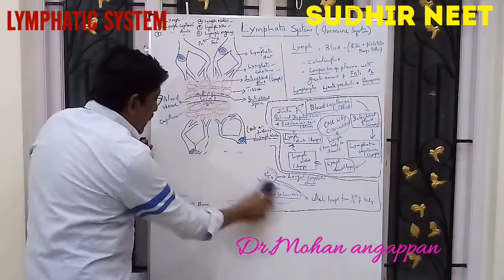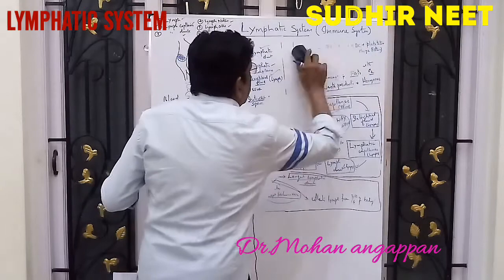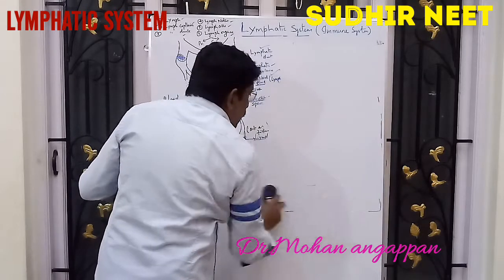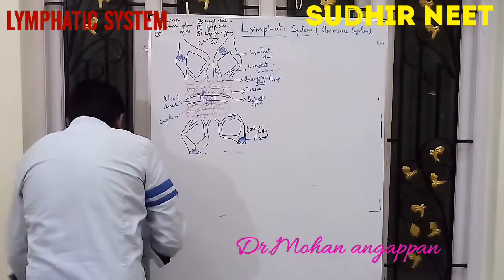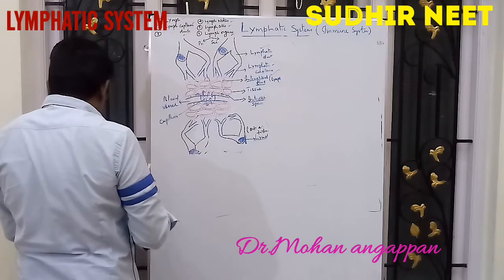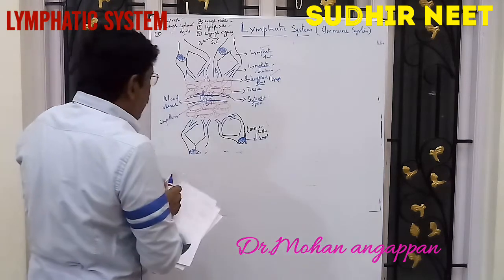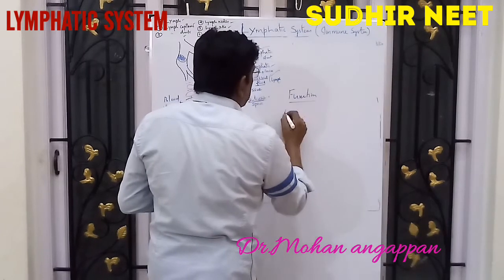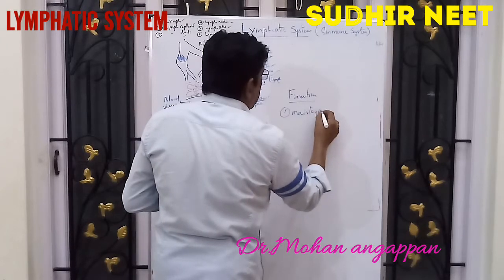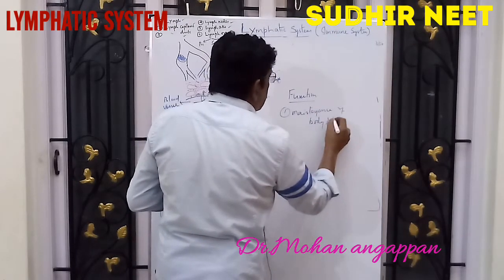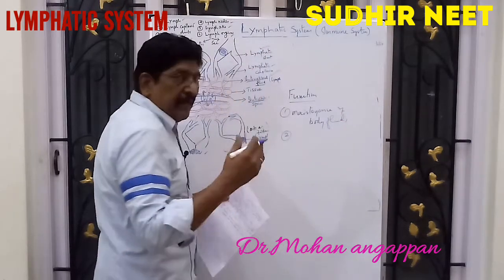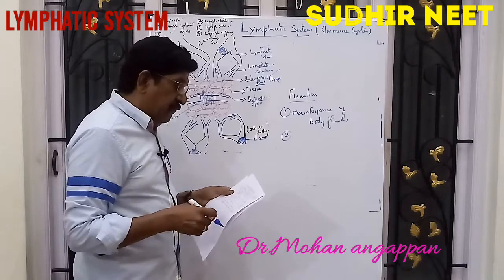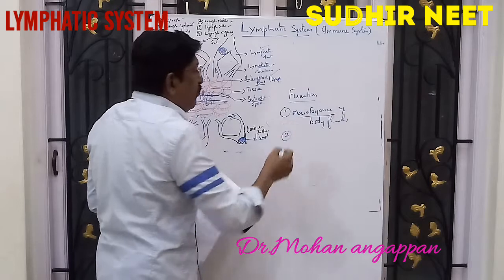Then what are the functions of the lymphatic system? What are the main functions of the lymphatic system? What does the lymphatic system do in our body? The first and foremost function is the maintenance of body fluids. It balances the body fluid mechanism. It drains excess lymph, interstitial fluid from the tissue into the blood and maintains the body fluid mechanism.